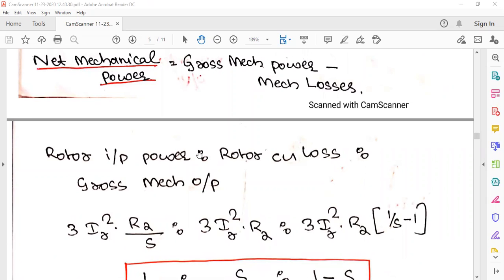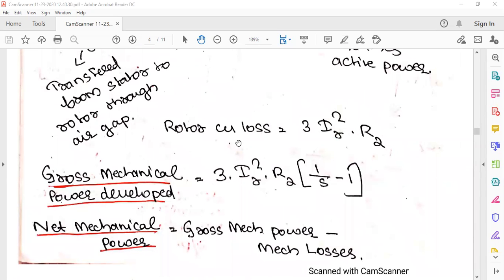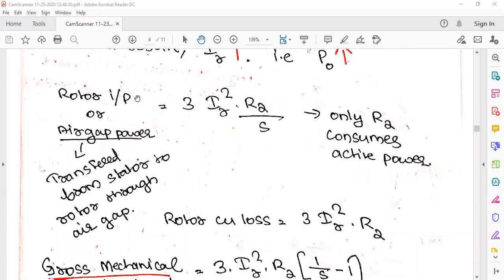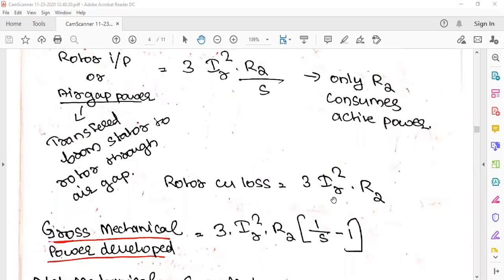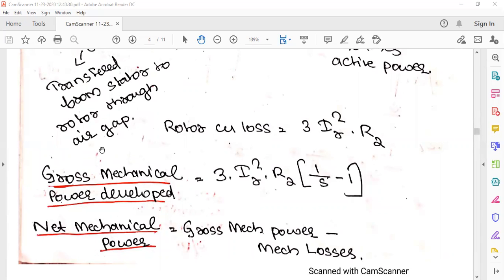The rotor input power, the rotor copper loss and the gross mechanical output: we have expressions for everything. Sorry, I'm very sorry. The rotor input is 3 IR² R2 by S, and the rotor copper loss is 3 IR² R2. The S is coming in the rotor input because it depends upon the slip, and this is the gross mechanical power developed.